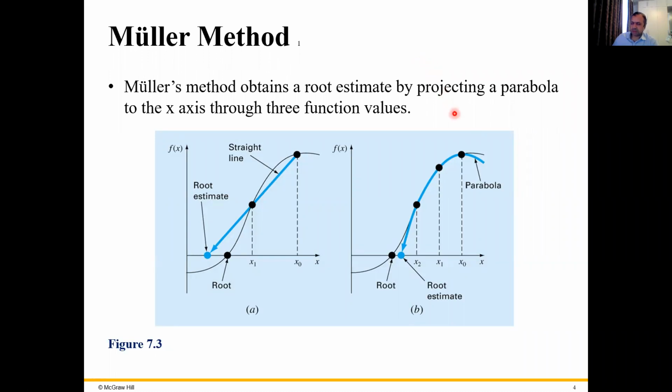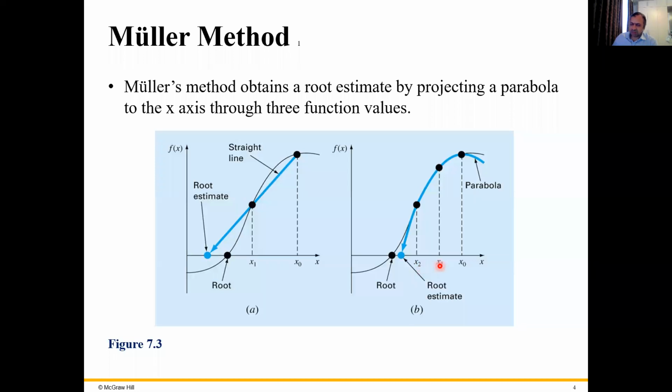So therefore, for three unknown coefficients, we need at least 3 points to define that parabola. Now in this case, the function is shown with this black line, and the approximated solution is represented in the form of a parabola. But for that parabola, we need 3 points, not just 2 points. So what are those 3 points? These points are called x0, x1, and x2.